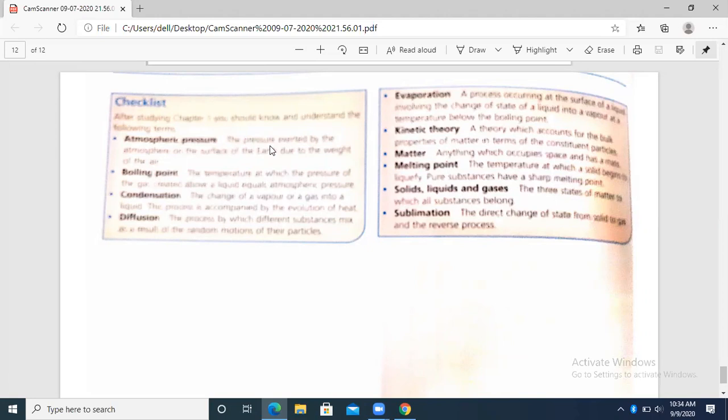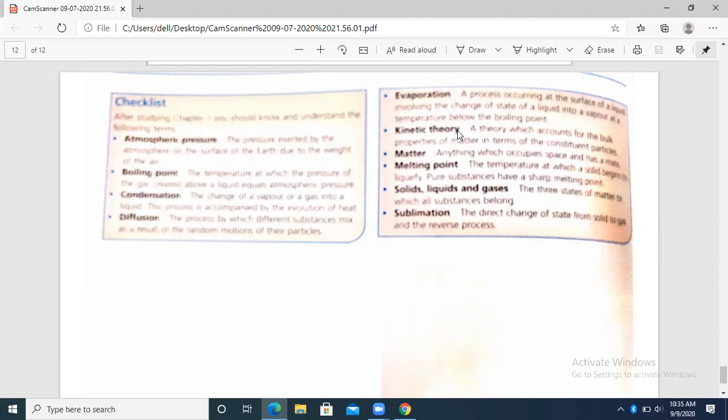Then condensation: the process of a gas changing to liquid. Simply we can say it like that. How it happens: the heat energy decreases and the kinetic energy decreases, their movement decreases, so automatically they change into liquid. Then diffusion: the process by which different substances mix as a result of the random motion of the particles. Then evaporation: a process in which a liquid changes into gas. Then kinetic theory: a theory which accounts for the bulk properties of matter in terms of the constituent particles.